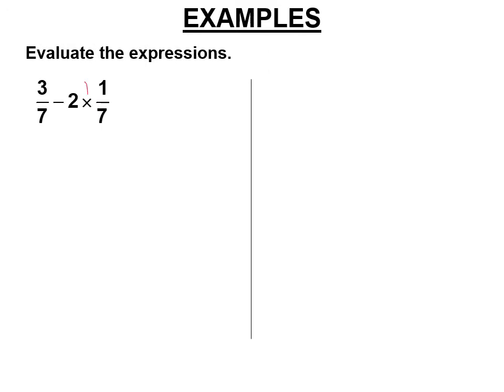Now that is a multiplication symbol. Check it against the other. The x's are much thicker and different looking. So we have 3/7 minus 2 times 1/7. So we have to do 2 times 1/7 first. Well, 2 times 1/7 is pretty easy because that's 2/7. So this is just 3/7 minus 2/7, which is 1/7.